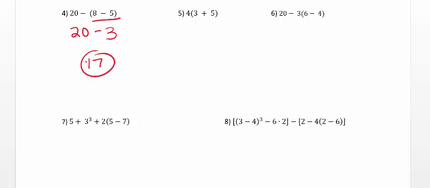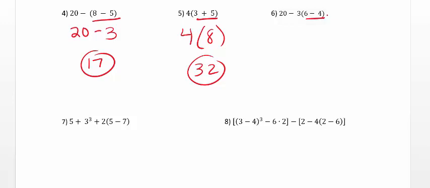5. We also have parentheses, so I'm going to take care of that first. I'm going to rewrite 4 times, and then 3 plus 5 is going to be 8. And then I can do 4 times 8 is 32. In number 6, we have parentheses again. So I'm going to take care of that first. I'm going to rewrite 20 minus 3, and then in the parentheses, 6 minus 4 is going to be 2, so I rewrite that as 2.